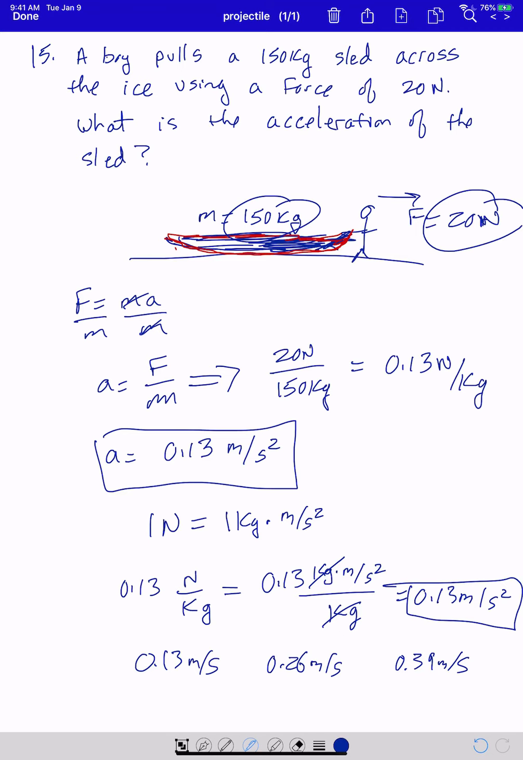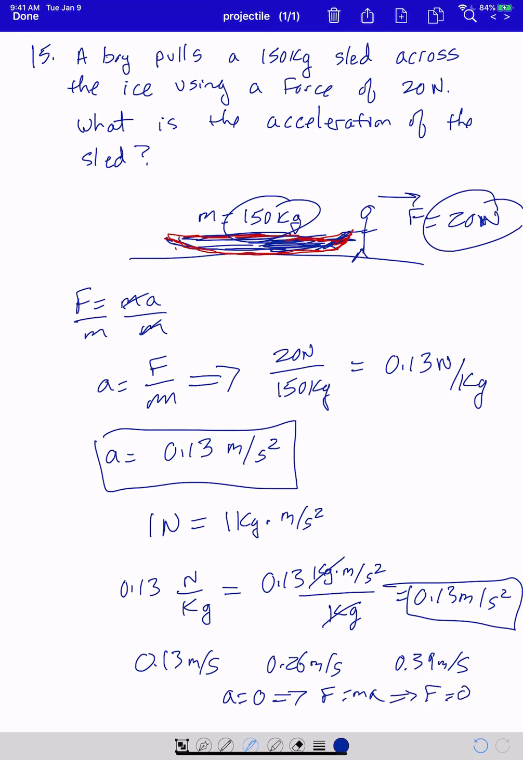So if there's zero acceleration, and let's say he's going 0.39 meters per second, but there's no more acceleration, that means he's just going to be staying at 0.39 meters per second. So the force is just going to be zero, because if his acceleration equals zero, remember, force equals mass times acceleration. So if a is zero, then F is going to be zero as well.